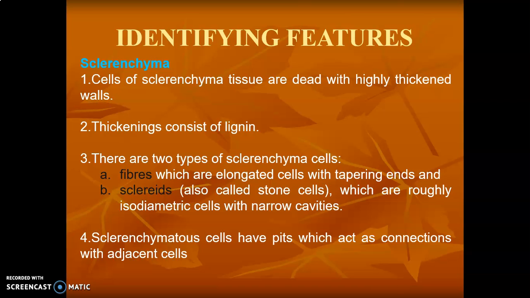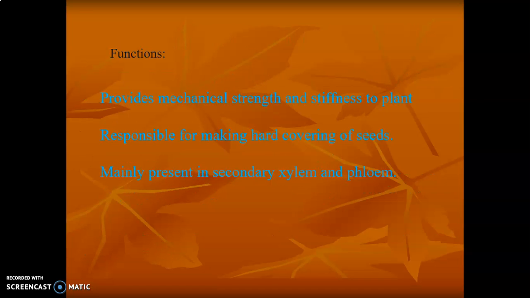In the fiber form, the cells of sclerenchyma tissue are elongated with tapering ends, and the sclerite form of sclerenchyma tissue, which are called stone cells, are roughly isodiametric cells with narrow cavities. Sclerenchyma cells have pits which act as connections with adjacent cells. Sclerenchyma is present in secondary xylem and secondary phloem. Sclerenchyma tissue is responsible for making the hard covering of seeds, and it provides mechanical strength and stiffness to the plant.